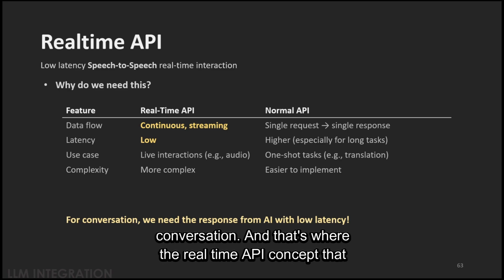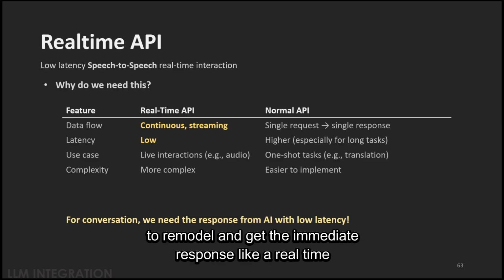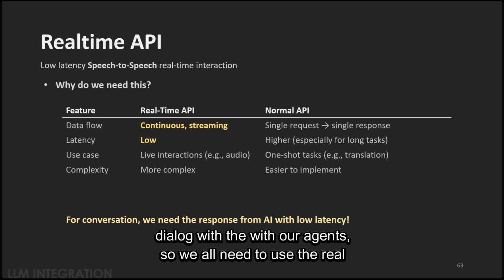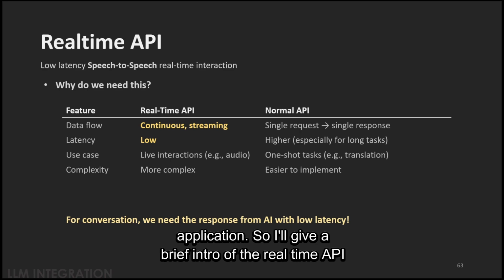And that's where the real-time API comes in. It's OpenAI's speech-to-speech LLM API, which lets us talk to the model and get an immediate response, like a real-time conversation. Since for this project we want to support live dialogue with our agent, we'll need to use the real-time API to handle the real-time communication in our application.